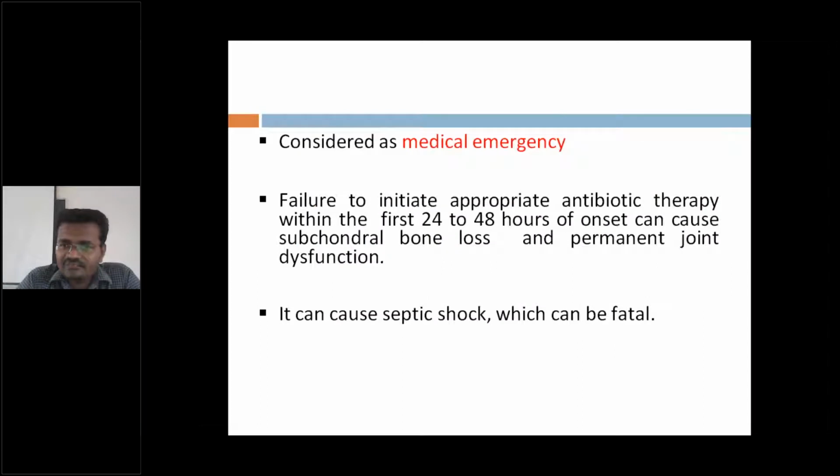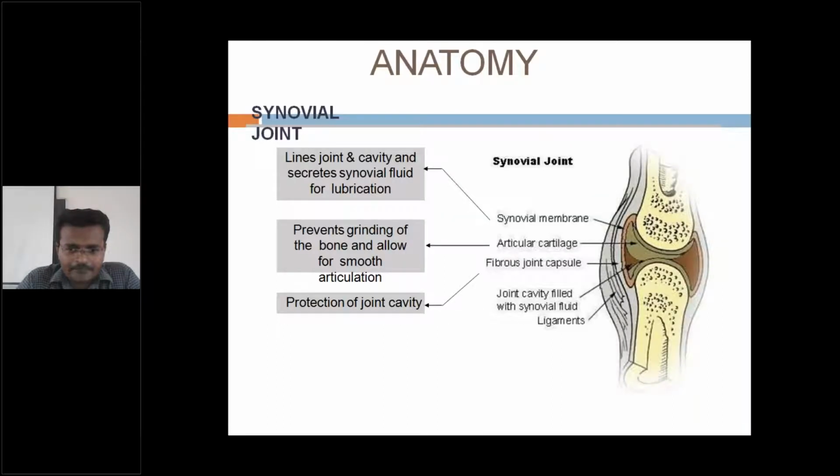Sometimes people will die if they are more immunocompromised, like diabetics, or on chemotherapy. These people are more prone to die, so we should intervene. Septic arthritis is an emergency procedure. One thing is it leads to septic shock, and another thing is it leads to arthritis of the joint, due to which there is loss of movement of the joint.